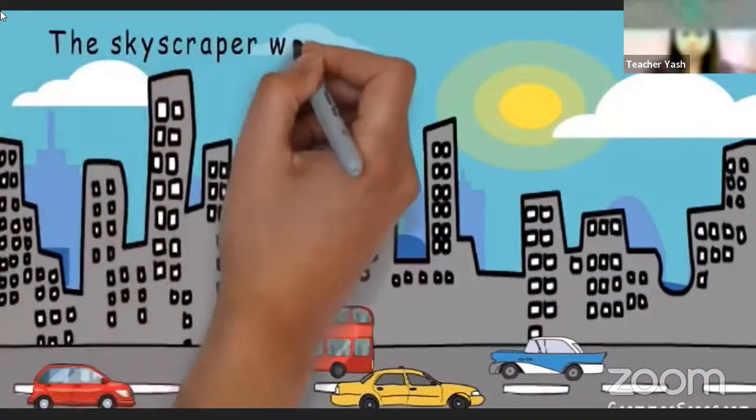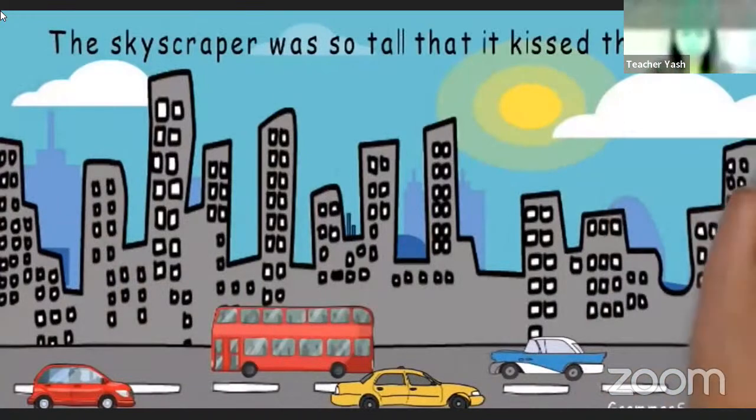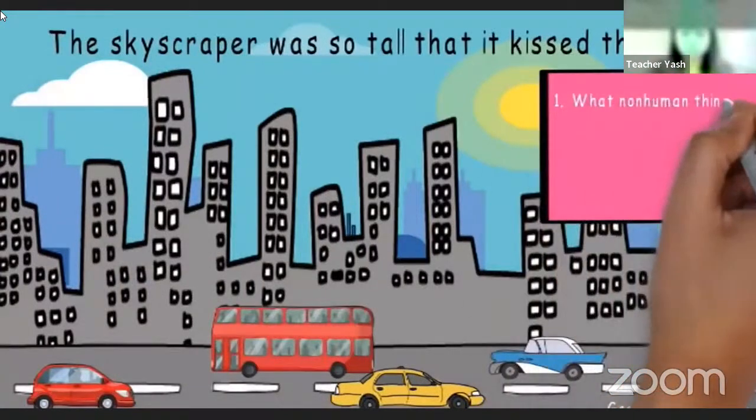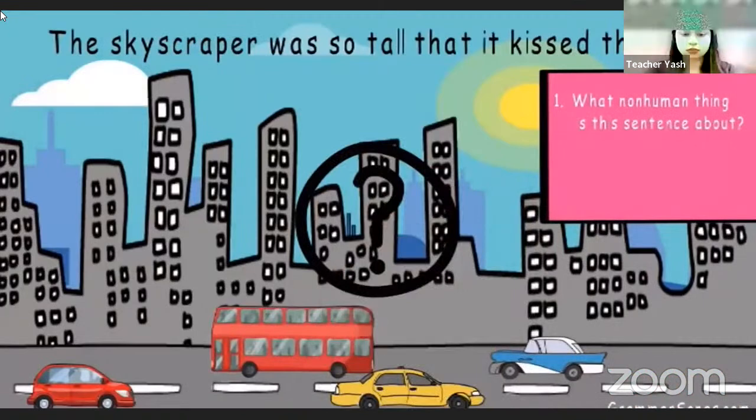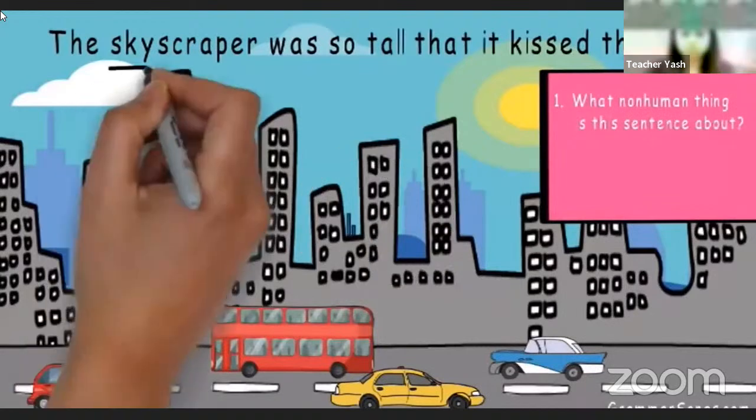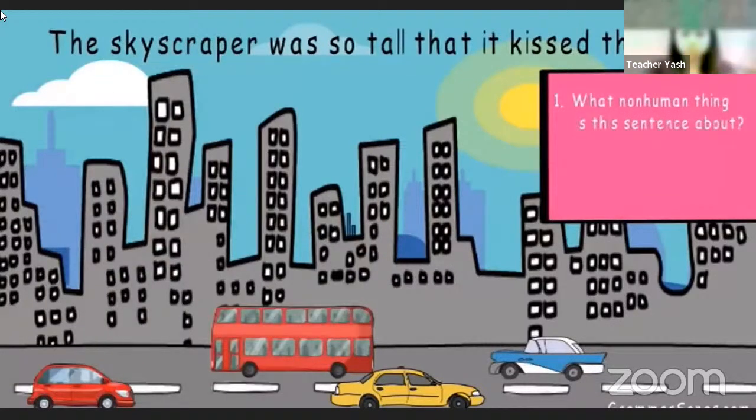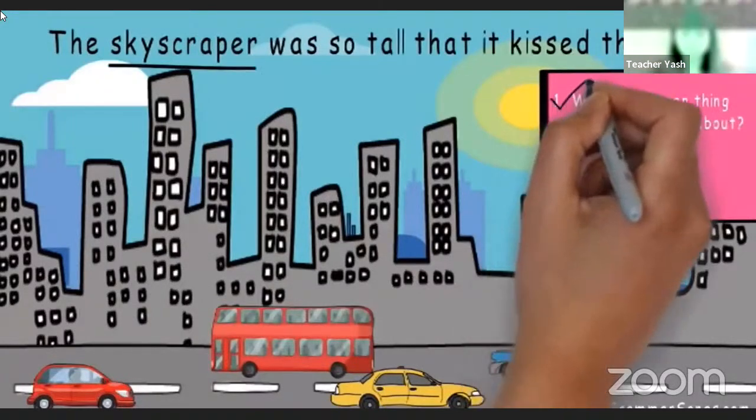The skyscraper was so tall that it kissed the sky. First, we need to know what non-human thing this sentence is about. Do you see any non-human things or nouns in this sentence? Well, skyscraper and sky are the two non-human nouns in my sentence, but this sentence is clearly about the skyscraper.